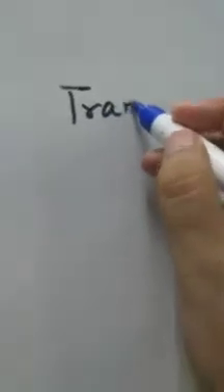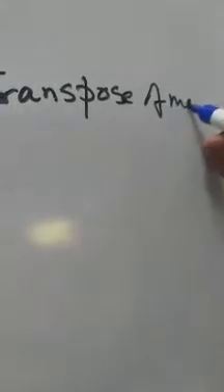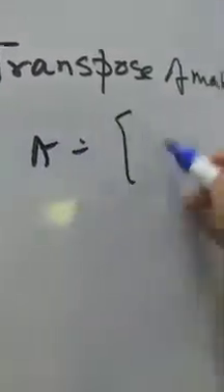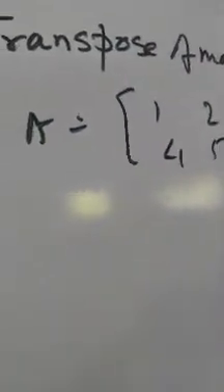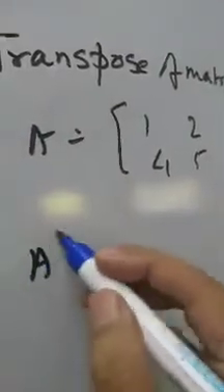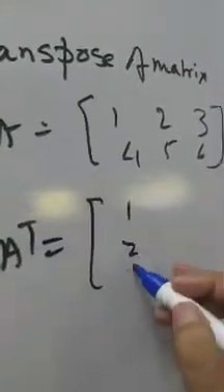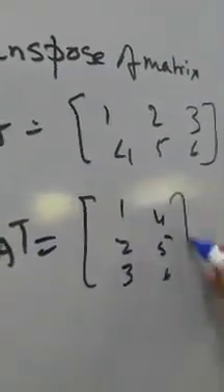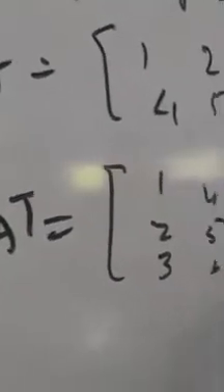Next is the transpose of a matrix. Suppose A is a matrix [[1, 2, 3], [4, 5, 6]]. If I interchange the rows and columns, then the matrix I obtain is A transpose. I write A T, that is equal to [[1, 4], [2, 5], [3, 6]]. So the order will be different. It is a 2 by 3 matrix and it is a 3 by 2 matrix.